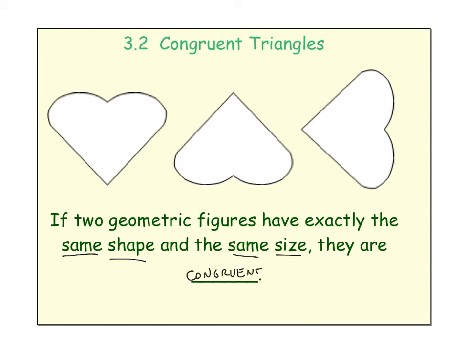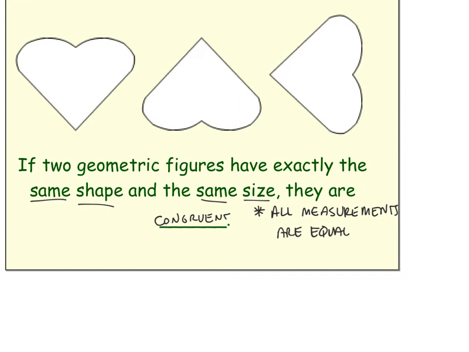So they're the same shape, they are the same size, and probably a little asterisk I would put by this is all measurements are equal. Let me add a little word in there. So all corresponding measurements are equal. And I'll explain in a minute what I mean by that. Basically, every part that matches up is going to be the same measure.